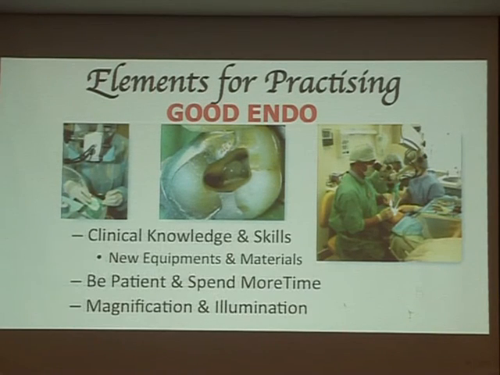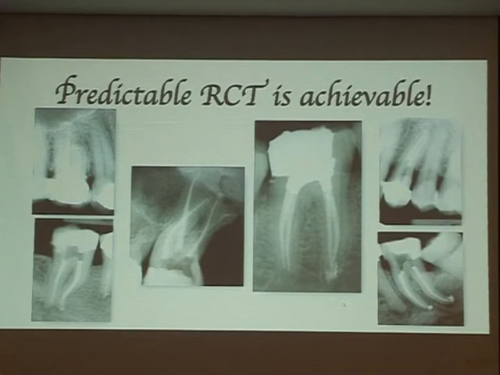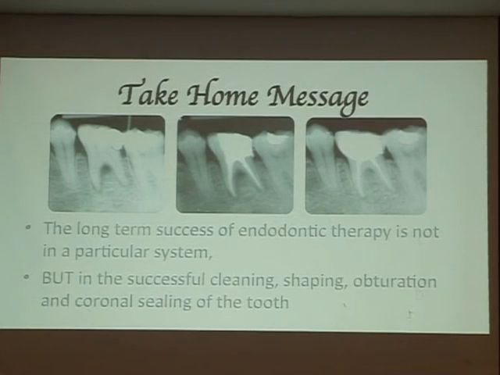What are the elements for good endo? You need to have good skills. You can try new equipment and materials, but you must be patient. Okay? Endo needs time. Good endo needs time. No 10-minute molar endo. Molar endo takes at least 1 to 2 hours. With the help of magnification or illumination, you can improve your success and achieve predictable endo. And take-home message, okay?